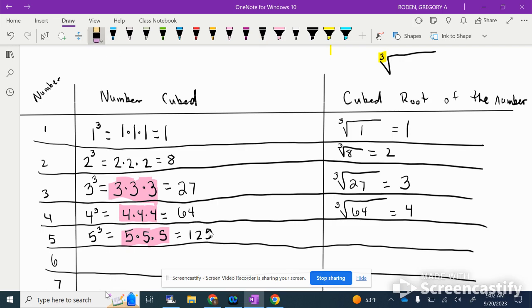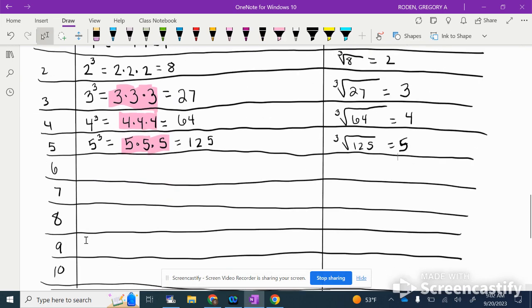125, right? 125. Okay. So the cube root of 125 is equal to 5. Okay, we're halfway there, guys. All right. Moving on. 6.